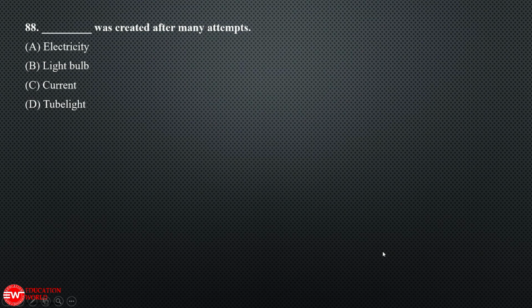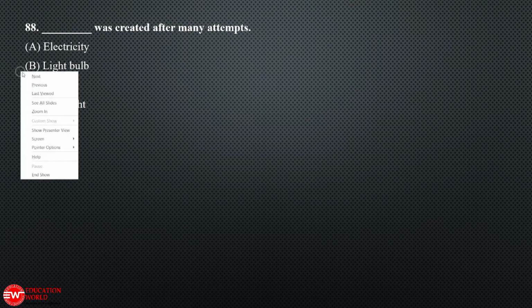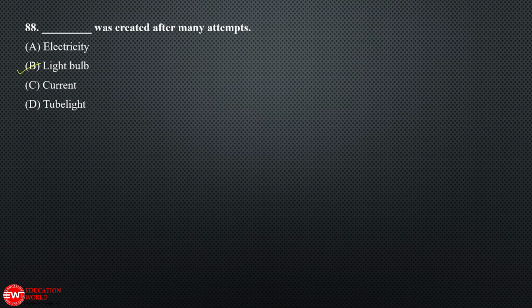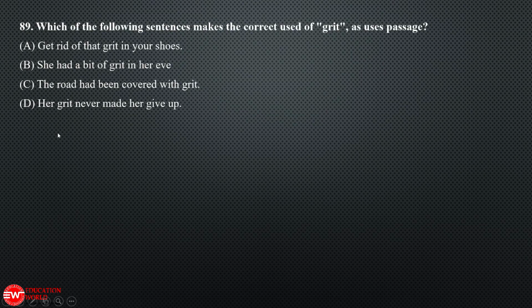Dash was created after many attempts. So in the passage we have Thomas Alva Edison. He took like 1,000 efforts to complete this one. So light bulb is the correct option for you. Which of the following sentences makes the correct use of the grit as used in the passage? So here we have D. Her grit never made her give up. कि इसका जो grit है उसने कभी भी उसको give up करने के लिए नहीं प्रेरित किया. तो D option is the right one.